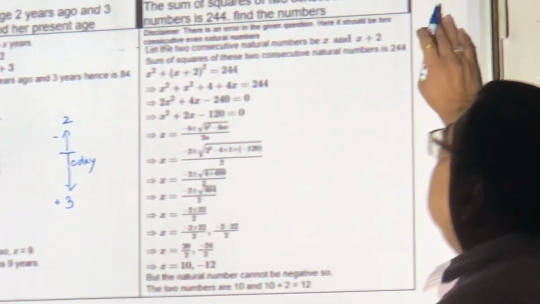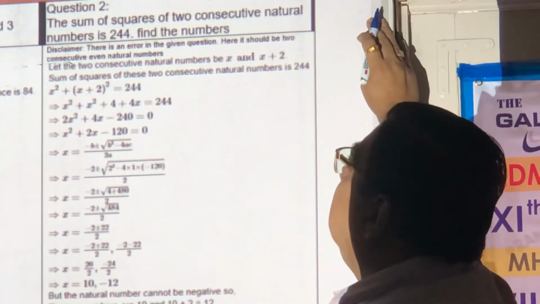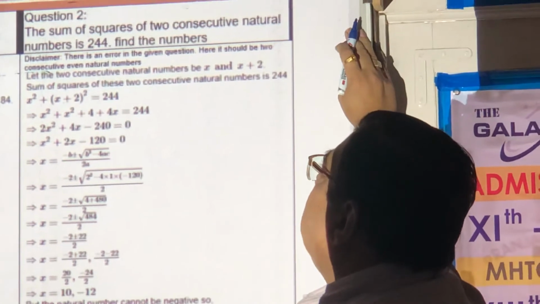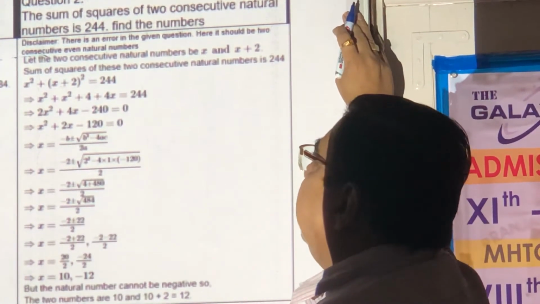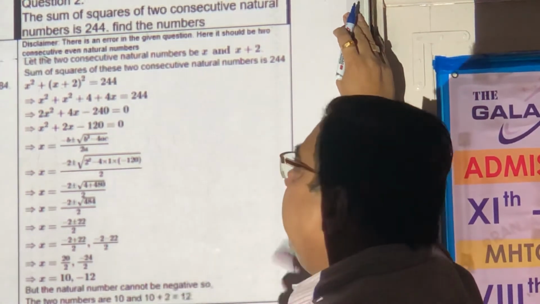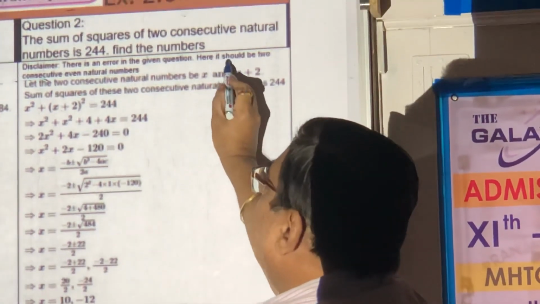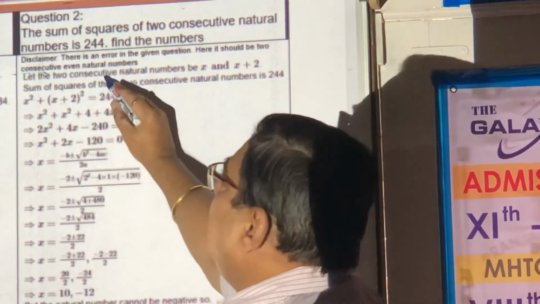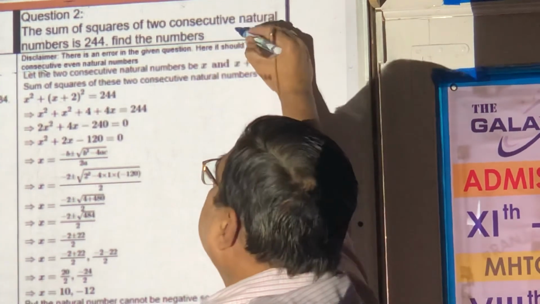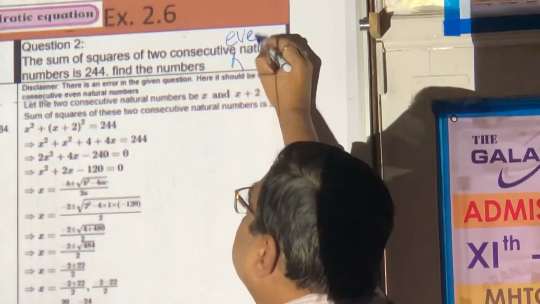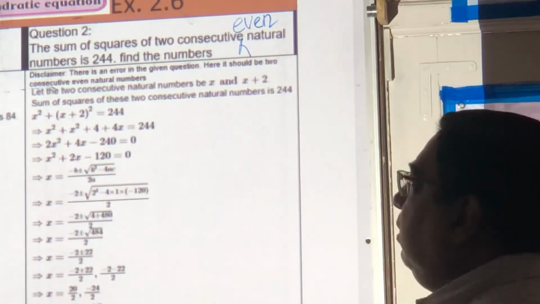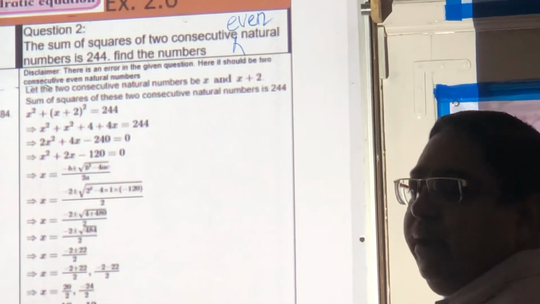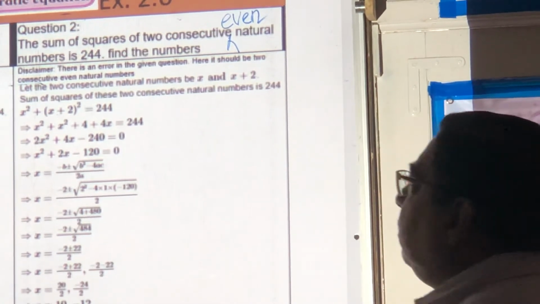Look here. Now this is our favorite textbook. Sum of the squares of 2 consecutive natural numbers is 244. Find the numbers. The sum in the textbook is wrong. It should be 2 consecutive even natural numbers. Even. Please add this. Otherwise the sum cannot be solved. Don't break your head. And don't tell me my teacher said. I am telling you with authority.